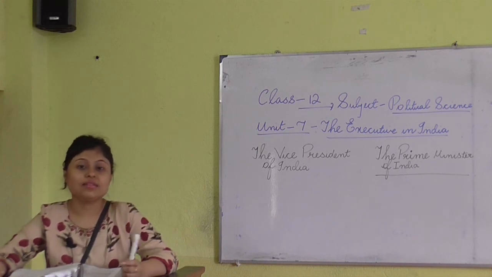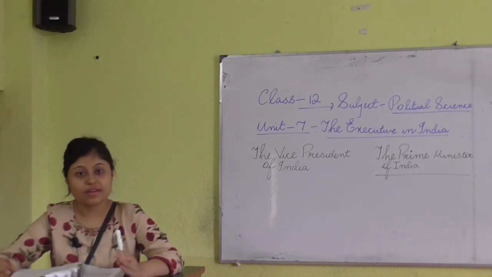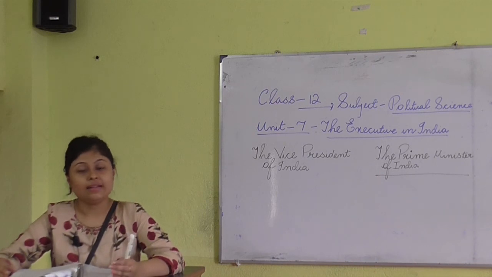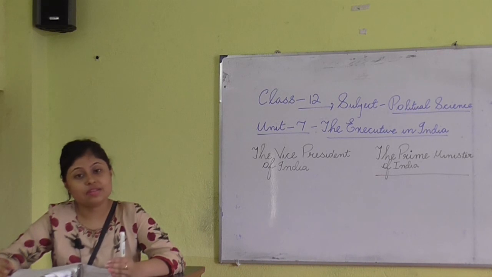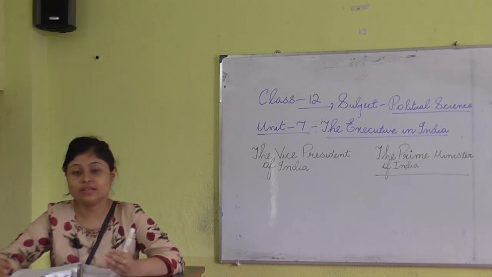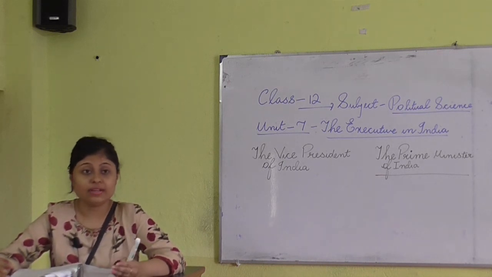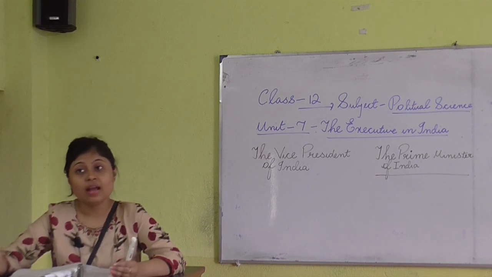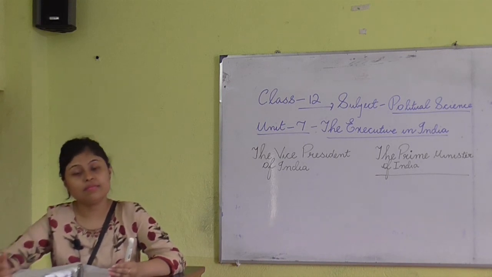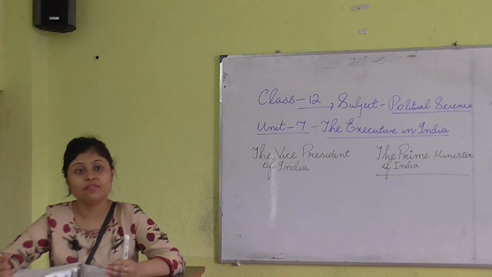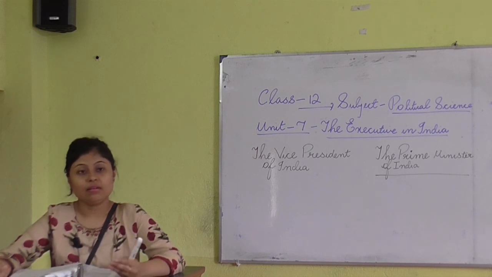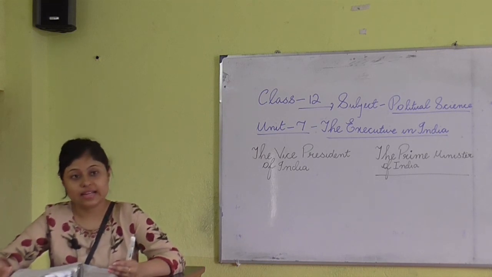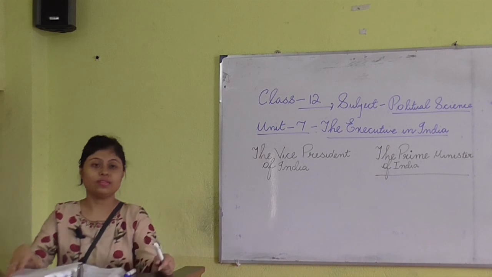So, these are the functions. We have studied the functions and the tenure of the Prime Minister. That is, the Prime Minister does not have any fixed term. As long as he is getting a clear majority in the Lok Sabha, he will remain in office, and he will be removed from office when there is the next election. So, this is it for today.